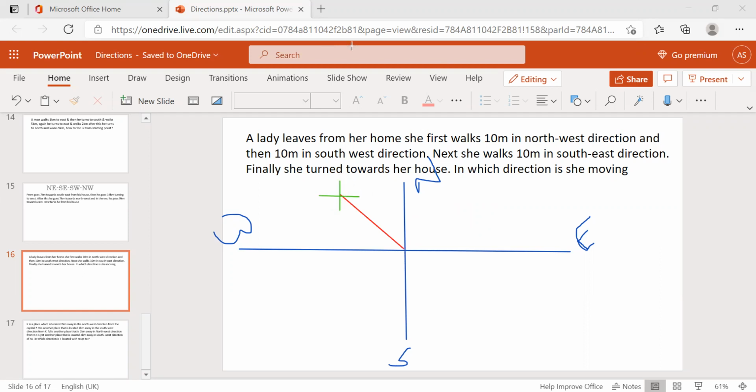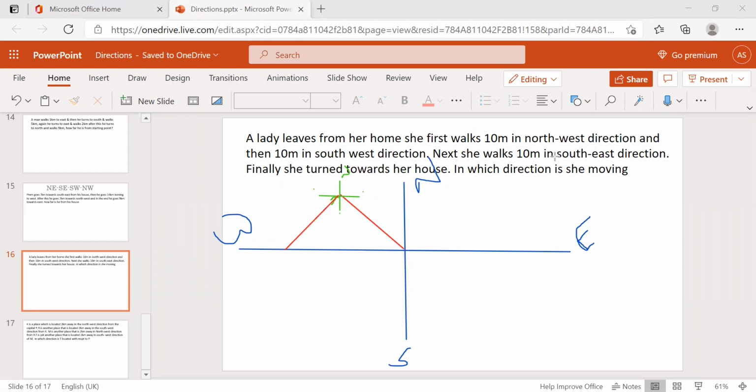Now this is north, this is east, this is west, and this is south. From here, what's the direction? And then 10 meters southwest. From here, which is the southwest? This one, right? This one is the southwest. From here, this one is the southwest. He moves again how many meters? 10 meters. The same point, right? Clear? From here, southwest direction.